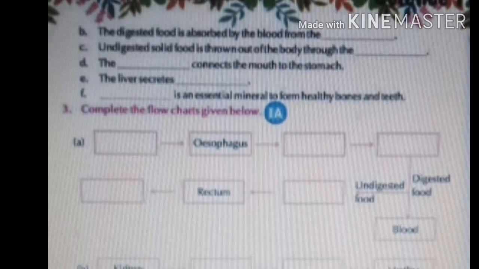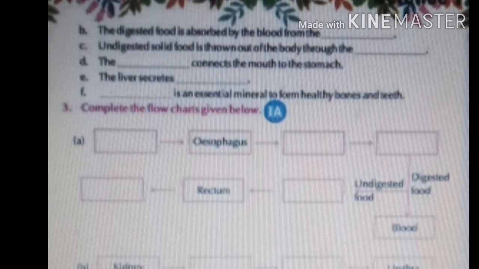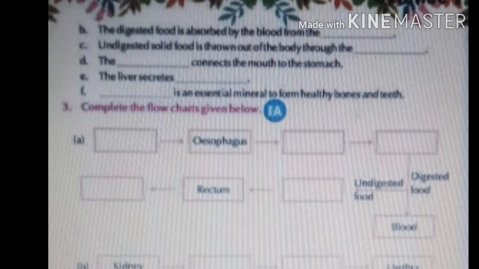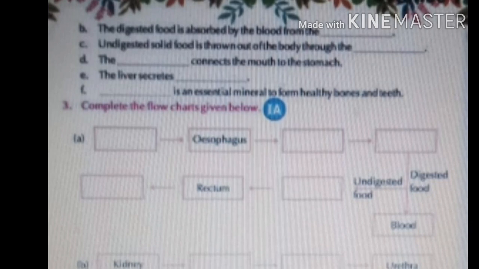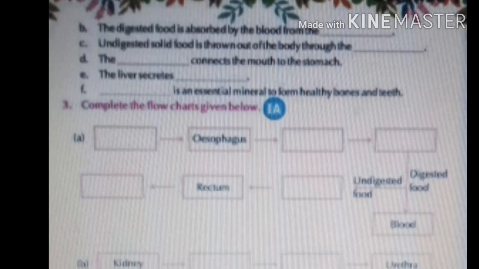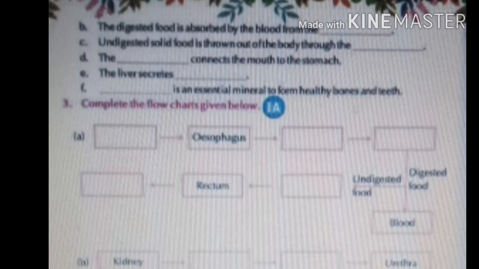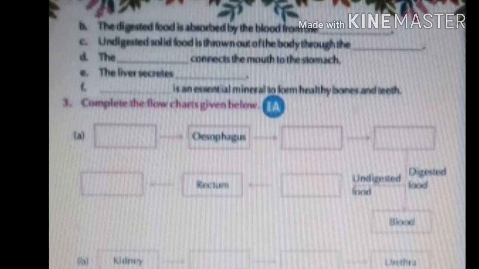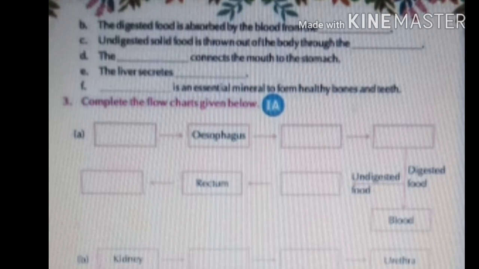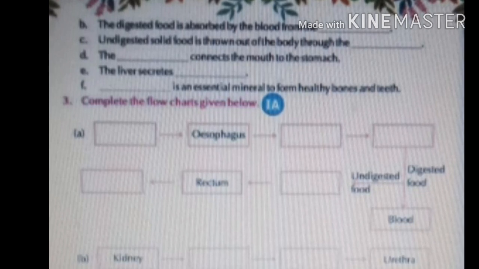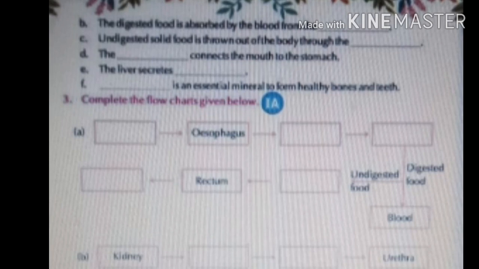D part. The dash connects the mouth to the stomach. And the right answer is esophagus. The esophagus connects the mouth to the stomach. E part. The liver secretes bile. F part. Dash is an essential mineral to form healthy bones and teeth. So, the essential mineral is calcium. Calcium is an essential mineral to form healthy bones and teeth.